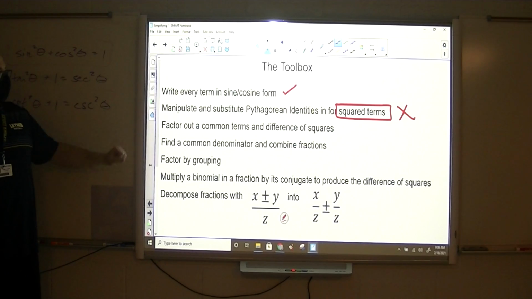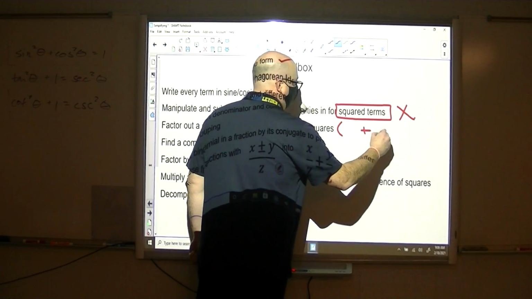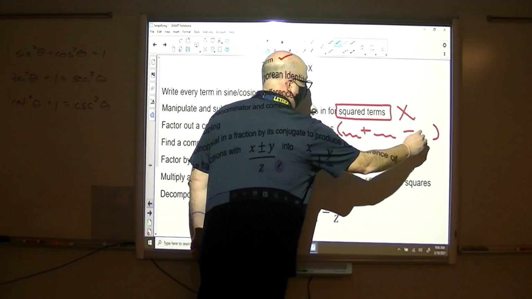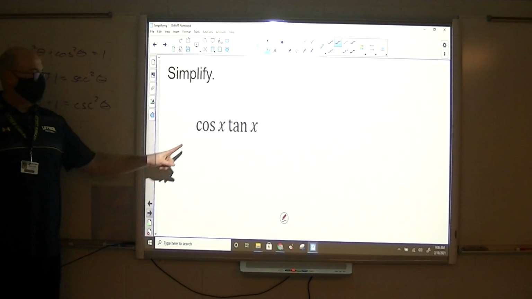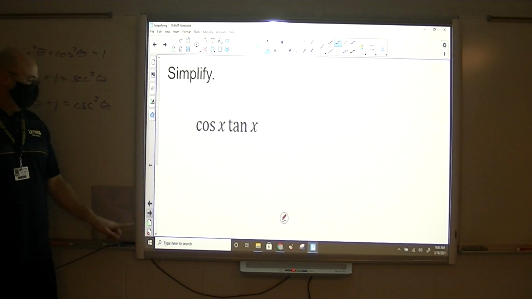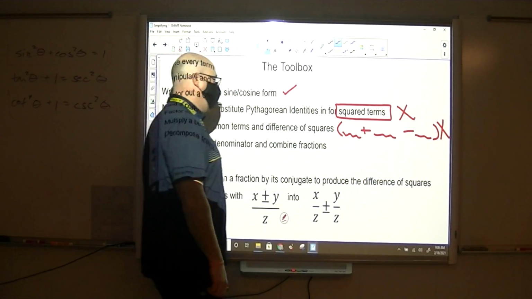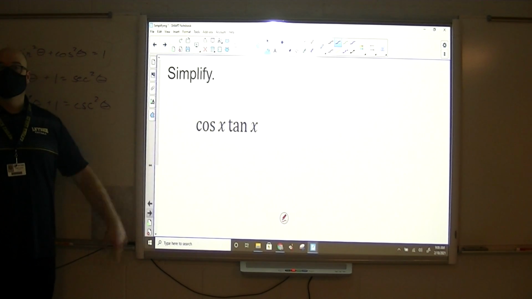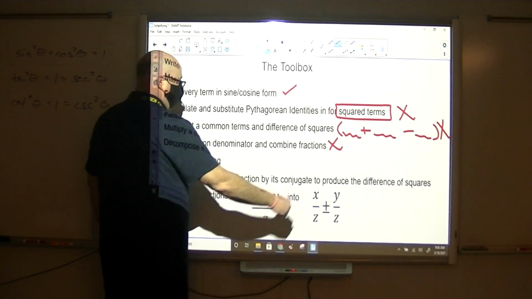Okay? Factoring a common term, or the difference of squares, remember, in order to factor, we need to have plus something or minus something. That's when we start factoring. We don't have that here. Okay? So we're not going to do this just yet. Find a common denominator and combine fractions. There are no fractions in this problem. So I'm not going to do that just yet.